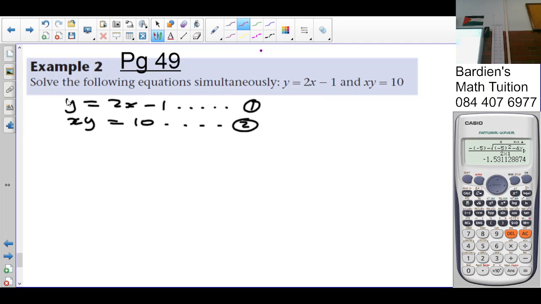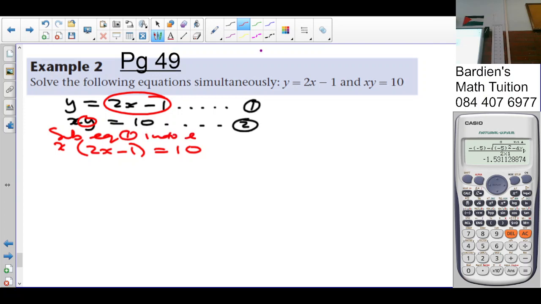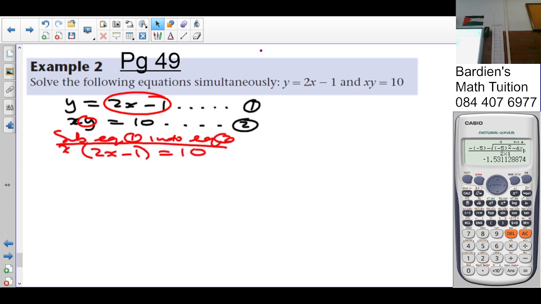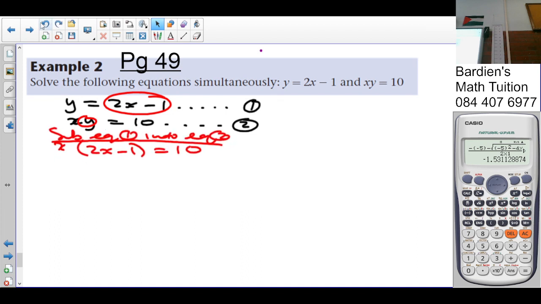So what do we get? Wherever we see a y, we put 2x minus 1. So it's x into 2x minus 1 equals 10. Here you're supposed to have said, substitute equation 1 into equation 2. You all agree with that? Yes, sir. Nice.